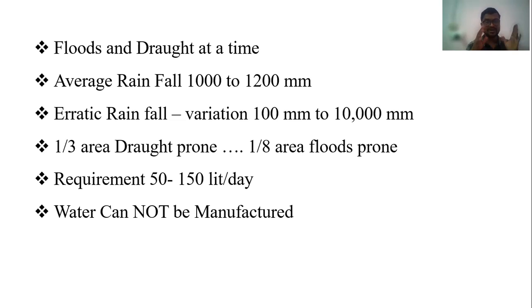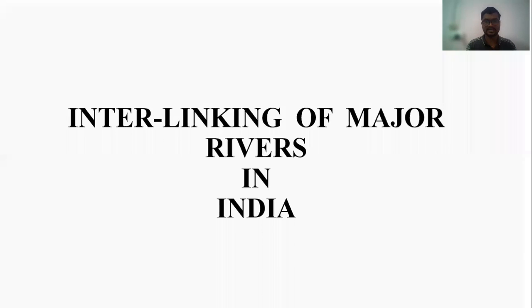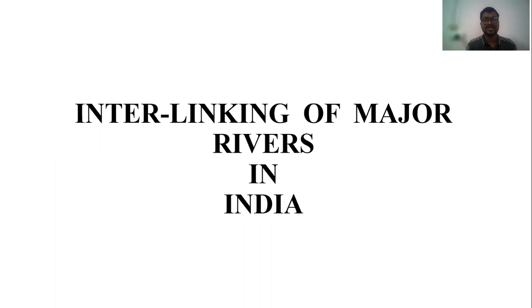If you consider the water requirement of a human being, it is about 50 to 150 liters per day. And we know that water can't be manufactured. It means that we have to conserve, we have to store, and we have to utilize the rainfall precisely. So, by considering those many parameters, we have different schemes, and one of them is interlinking of the major rivers in India. That is the interbasin transfer of water.